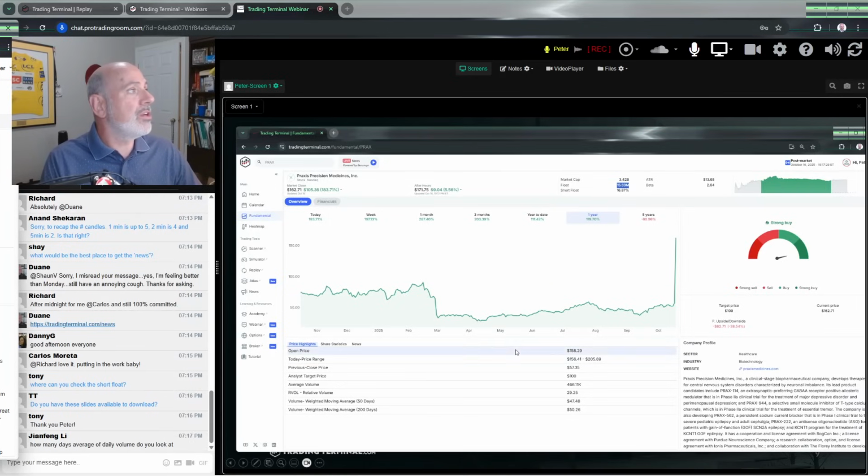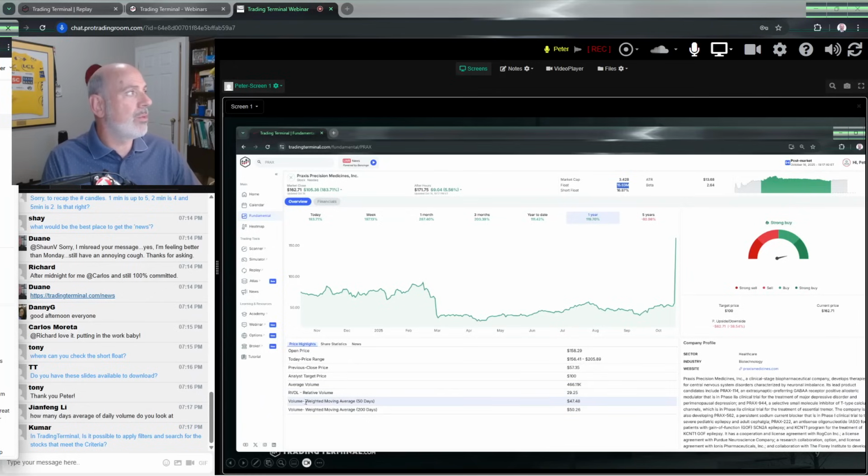Some of the other stuff that you might want to look at, it's down here under the price highlights section, right? You can see the opening price. So notice it's got the volume weighted moving average. This is sort of the VWAP stuff that I was talking about. I'll show it to you on a chart later, so don't worry about that too much, okay?